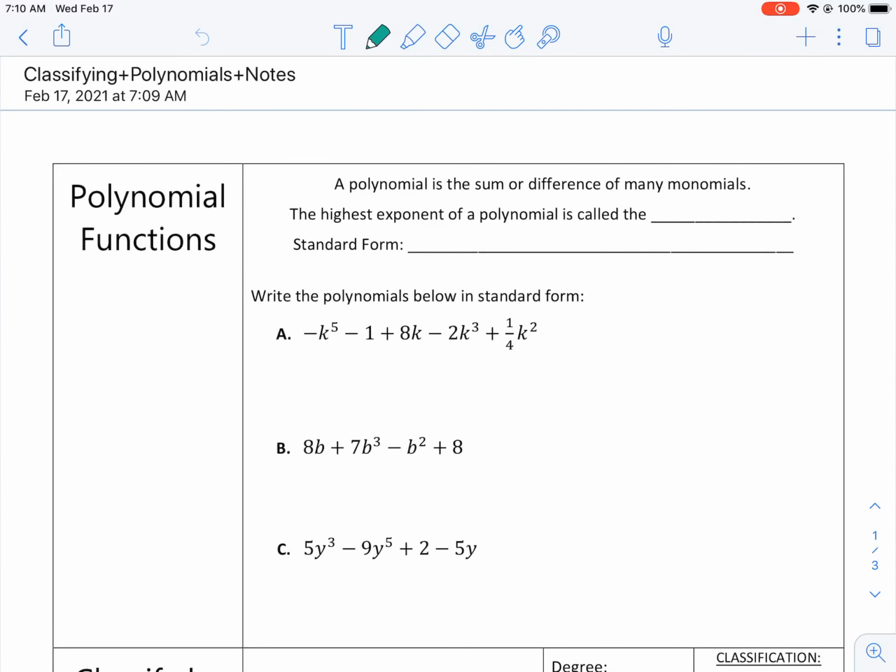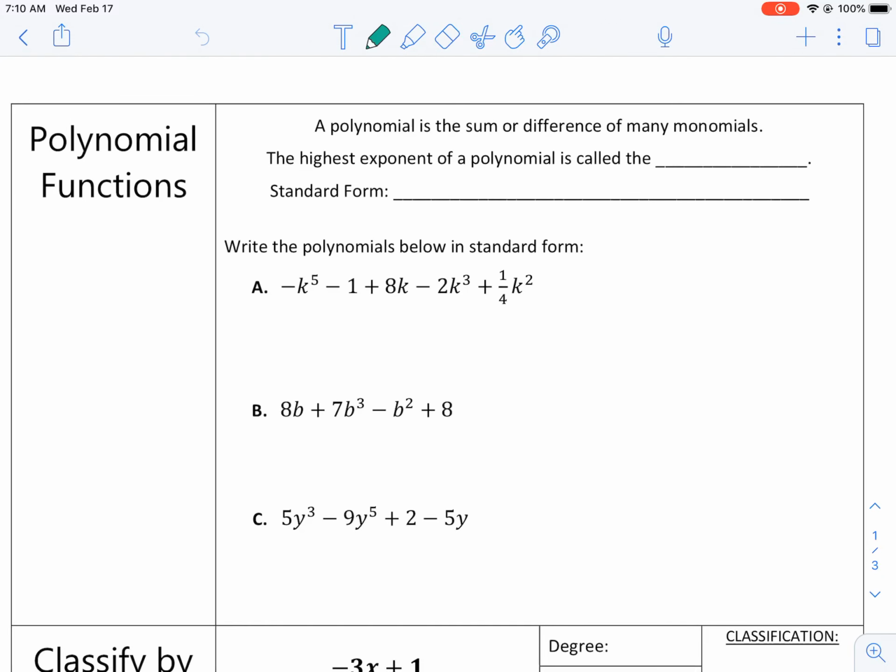All right, welcome everyone. We're finally into our polynomials unit. We're going to be learning something new. Today we're just learning what a polynomial is and how to name them, not really doing much math with them in the way that you usually think about doing math.